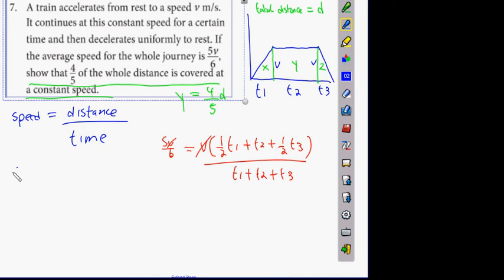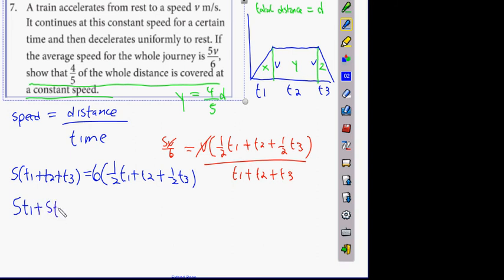So it's going to be 5 into T1 plus T2 plus T3, and that's going to equal 6 times a half T1 plus T2 plus a half T3. So have a look at this here. We're going to get 5T1 plus 5T2 plus 5T3 equals 3T1, so 3T1, 6T2 and 3T3.